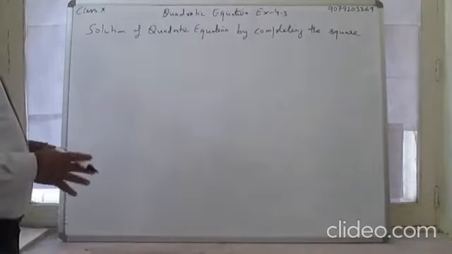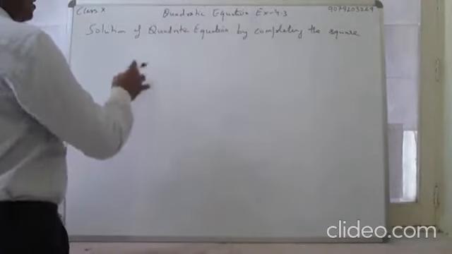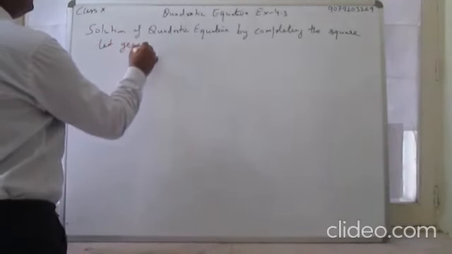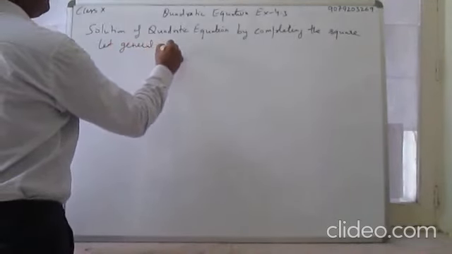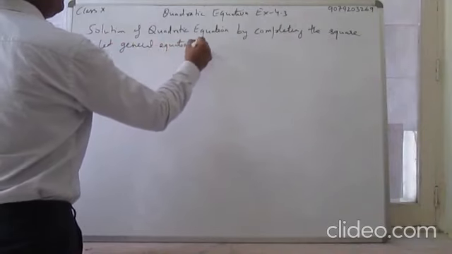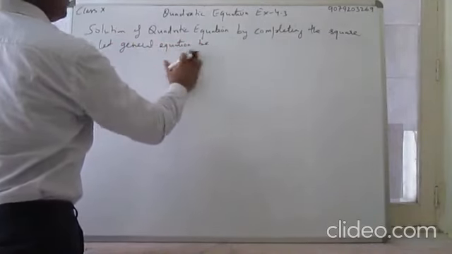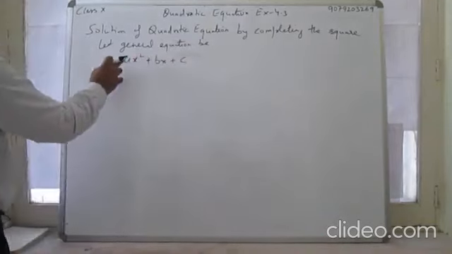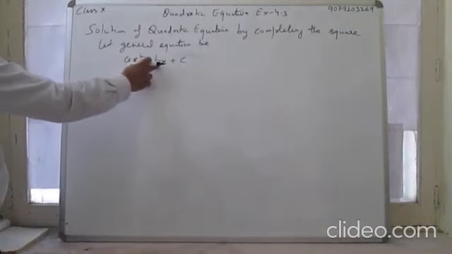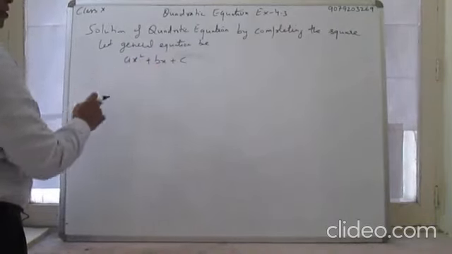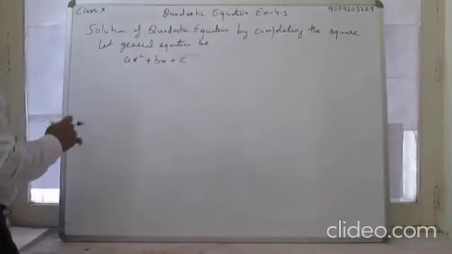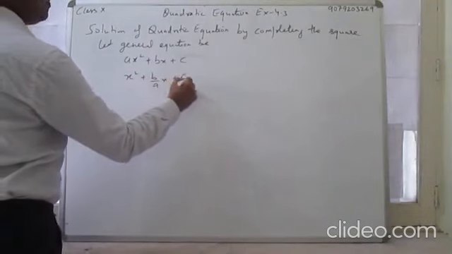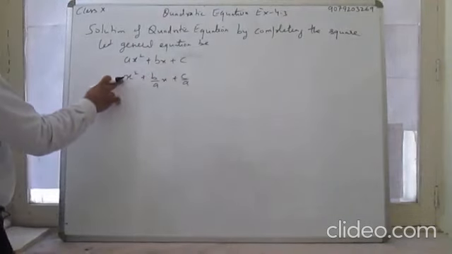Now we derive the formula of quadratic equation, that is the quadratic formula. Let the general equation be ax square plus bx plus c, where a is the coefficient of x square, b is the coefficient of x, c is the constant term. Now divide the equation by a, so it becomes x square plus b upon a x plus c upon a. The coefficient of x square, make it 1.